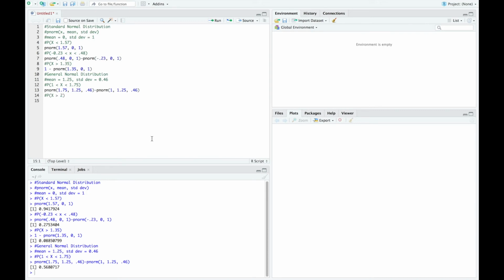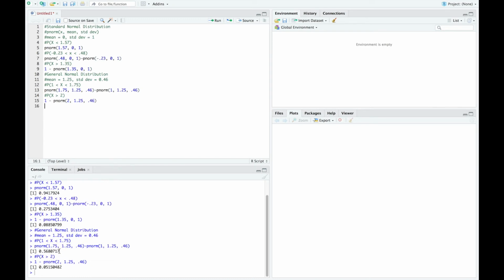Finally, let's find the probability that x is greater than 2. Since we have a greater than, we need to use 1 minus, so we have 1 minus pnorm of 2, 1.25, 0.46. And that gives us a probability of 0.05150482.